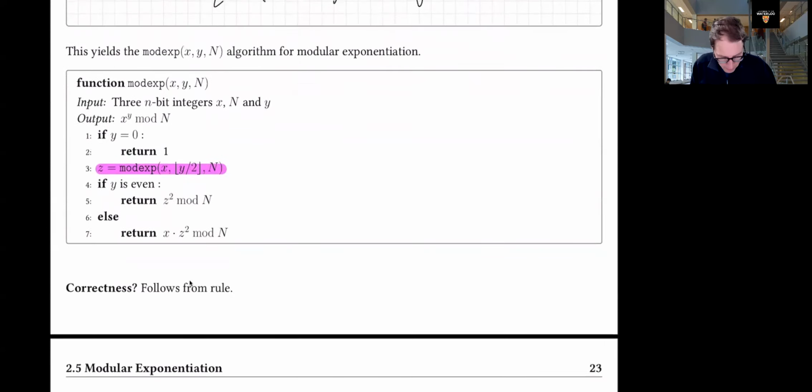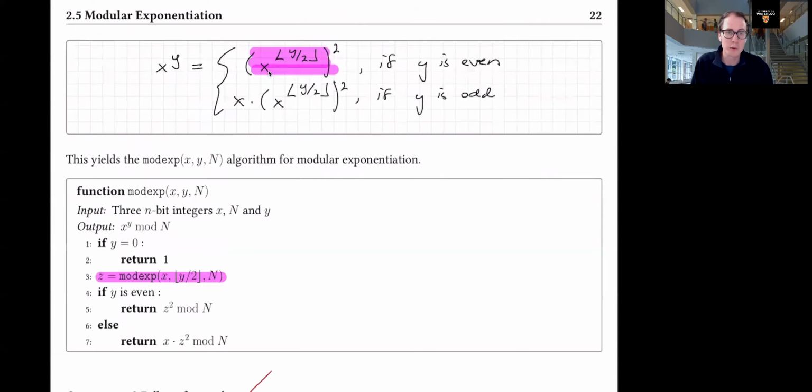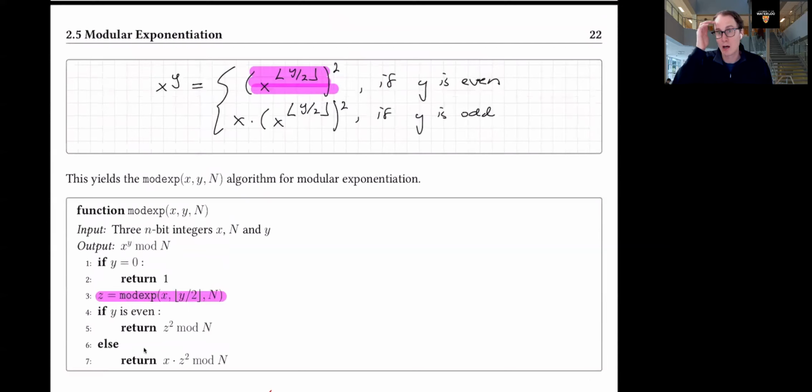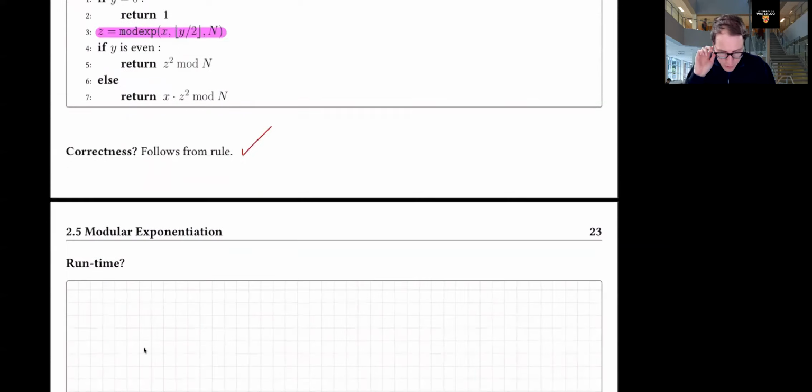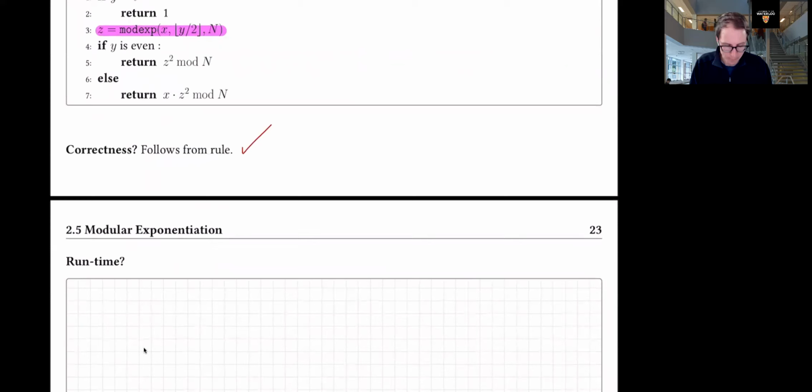So correctness here follows directly from the rule, right? If you agree with this rule, this is just an implementation of that rule. Let's try and figure out the runtime.